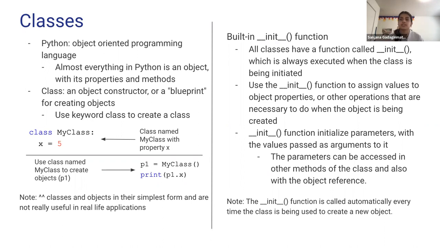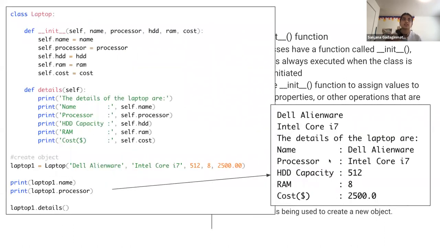Another note, the init function is called automatically every time the class is being used to create a new object. Okay, so this is an example. Right now we have a class called laptop and we have our init function, which is our default function. And we have self, name, processor, HDD, RAM, cost, whatever. So basically right now we're creating a bunch of properties by saying self.name is equal to name.